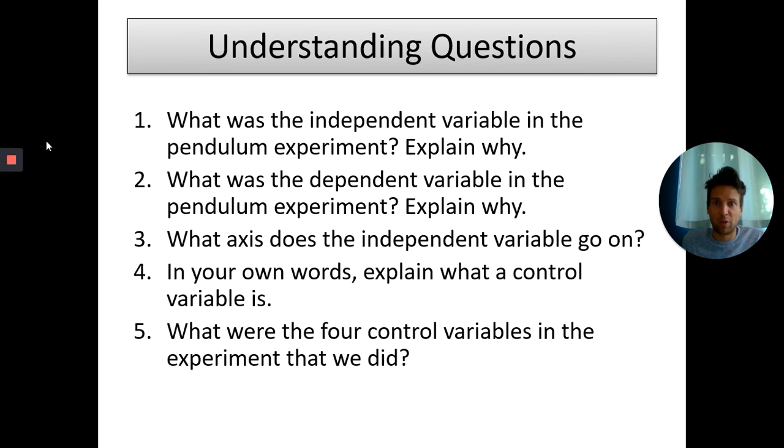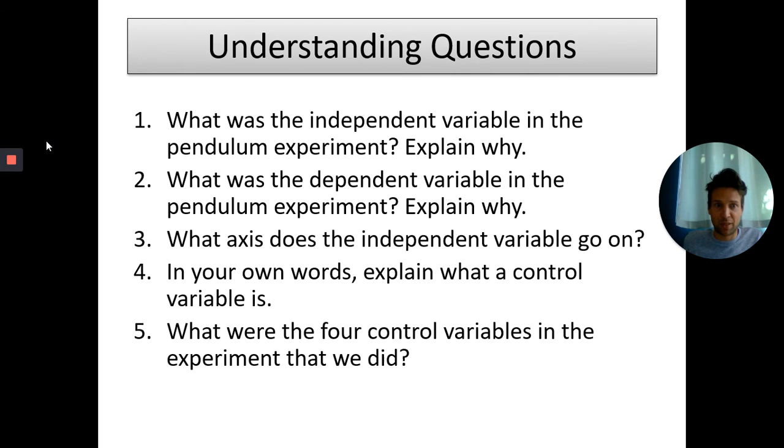Number 1, what was the independent variable in the pendulum experiment that we did, and explain why? So the experiment that we did was, does gravity affect the period of the pendulum? What was the independent variable? It was either going to be gravity or period. Think about it and explain why. Number 2, what was the dependent variable in the pendulum experiment? Again, it's either going to be gravity or period. Those were our 2 variables, and explain why.